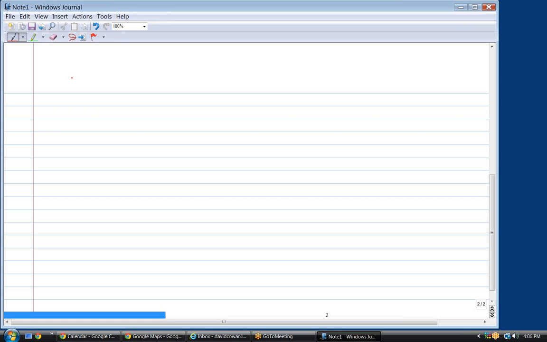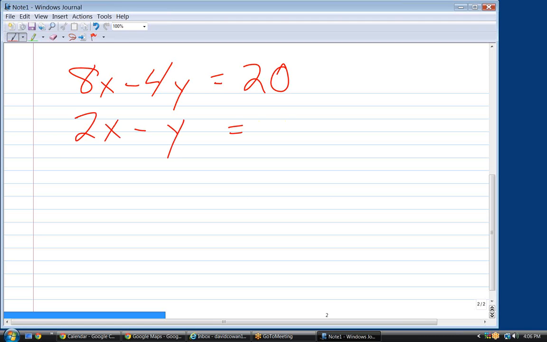This one is the same thing, except it's asked how many solutions there are. And so it's 8x minus 4y equals 20. And then 2x minus y equals 5. That makes the difference between no solution and infinitely many.